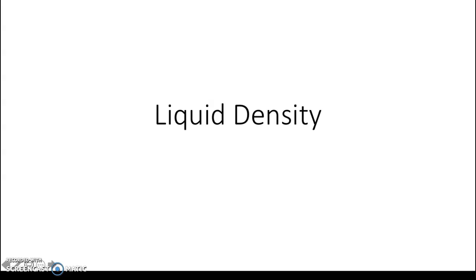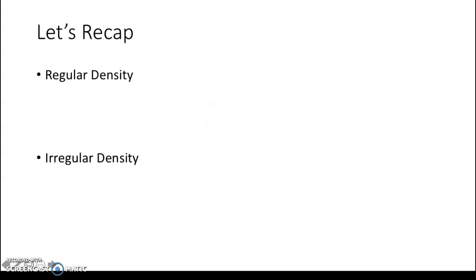Hi, y'all. Welcome back. Today we're going to be talking about liquid density. The last couple of days we've spoken about percent error, accuracy, and precision. We've also spoken about regular and irregular density. Today we're going to be talking about liquid density. So let's get going. Let's recap.